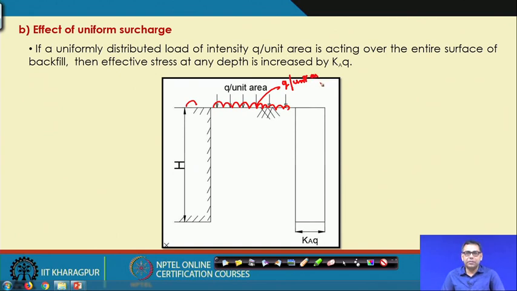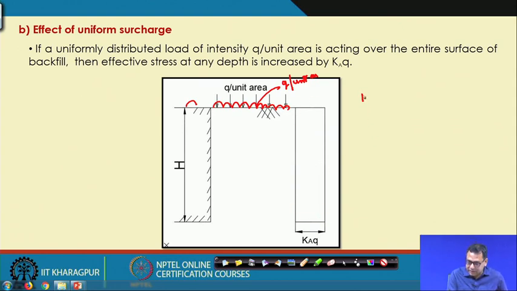Okay. Because it is in the plane strain condition, the distribution of the earth pressure will be K a into Q. K a is the coefficient of active earth pressure. If it is passive, then K p into Q. So here it is K a into Q, and the force will definitely be the area of this rectangle.